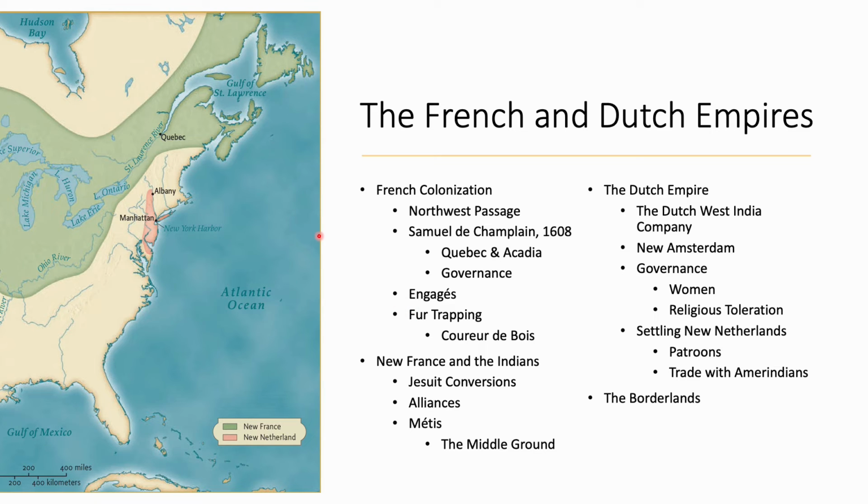So keep in mind that North America does not have the gold and silver mines that Mexico or Peru has. It doesn't have the kind of physical wealth that the areas of Central and South America have. And so the French, and as we'll see later on, the English and the Dutch, all have to find another type of resource or income.